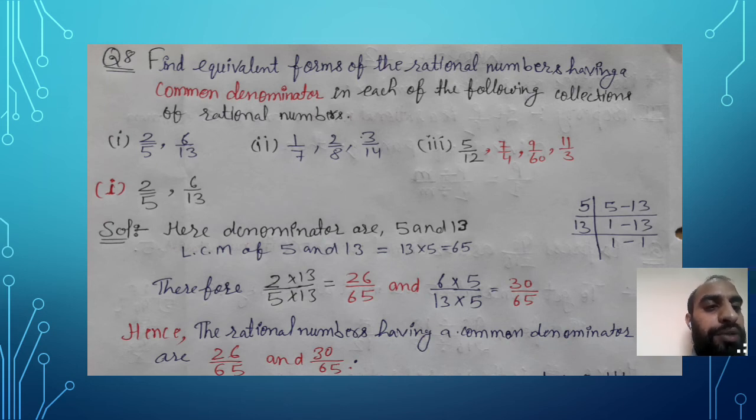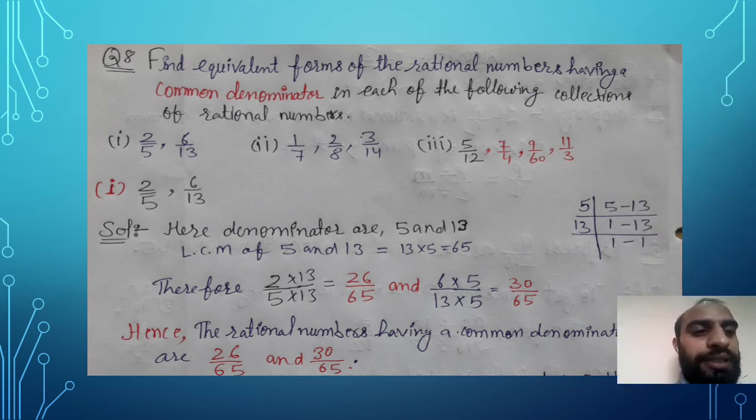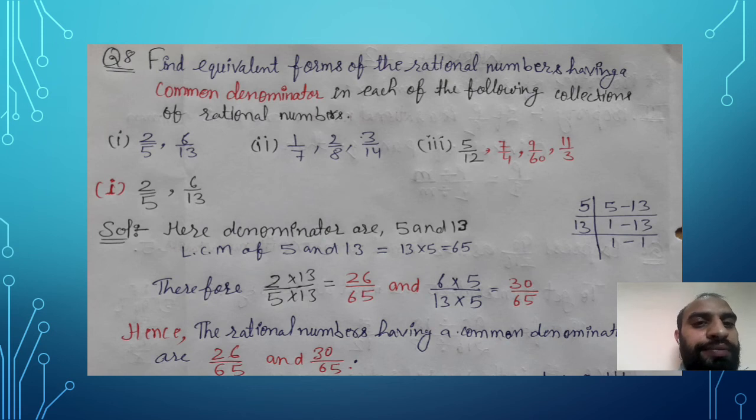Now you can see, my dear student, the answer you are getting in the both cases you have denominator similar. So in this way you can write, hence rational numbers having common denominator are 26 upon 65 and 30 upon 65. In such question, when the denominators are not common, that means you need to take LCM, and after LCM denominator become same. Then you need to multiply with some number so that it become same denominator. Hope so up to here you are able to understand.